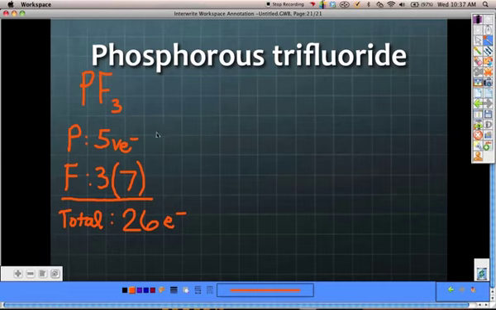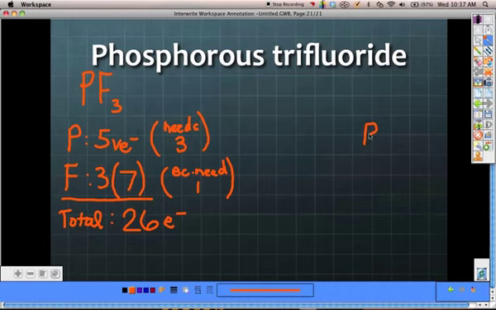How many more does phosphorus need? 3, yeah. How many does each of the fluorines need? 1, yeah. Okay. So which one should I put at the center of my diagram? Phosphorus, absolutely. So I'm going to put my phosphorus in first.